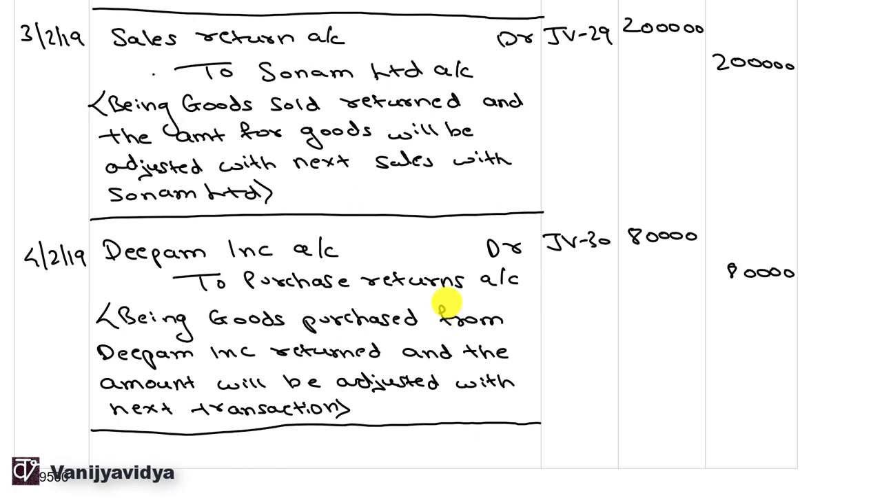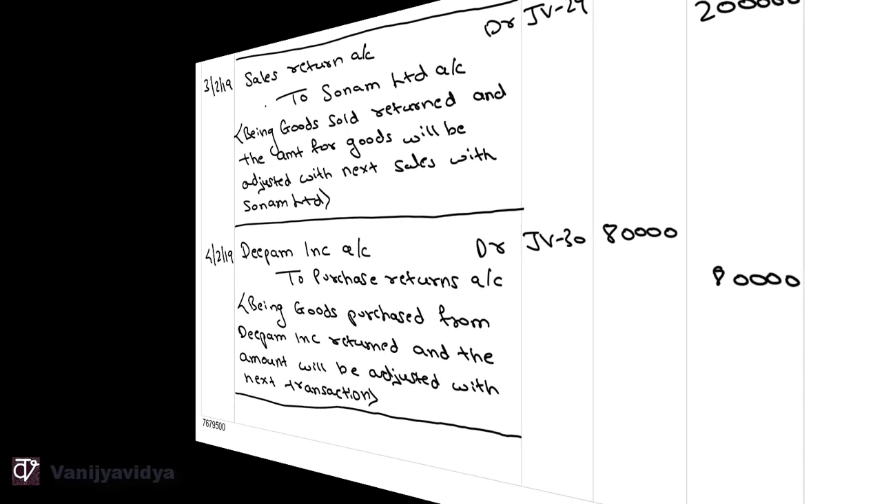JV30, we have Deepam Inc. account to purchase return account. So both of them are already considered. So no new account here. Now these are the list of ledger accounts which we need to prepare. So let's first prepare the list of these ledger accounts and then post the journal entries.